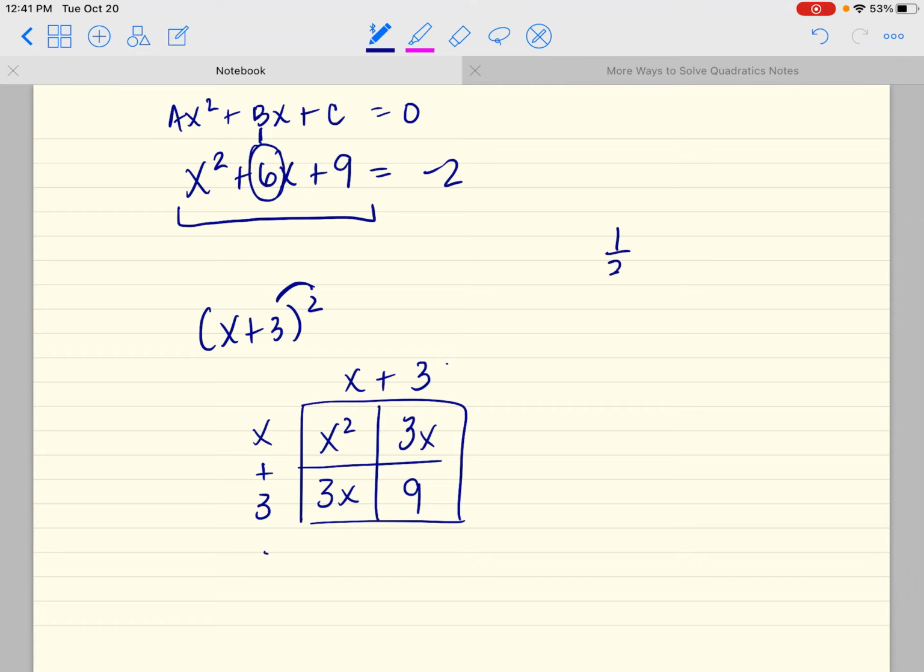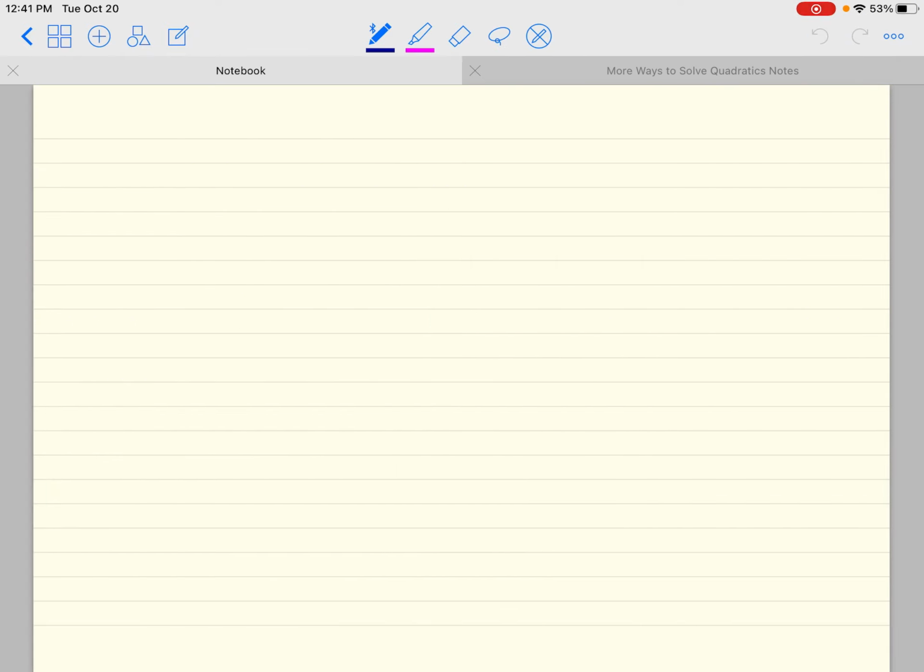If I just take half of b and then I square the result, I know exactly what I'm going to have to add to both sides. So half of 6 was 3, and then I have to square that, which means 9 is what's going to be added. Okay, so I said one more, I lied, one more again.